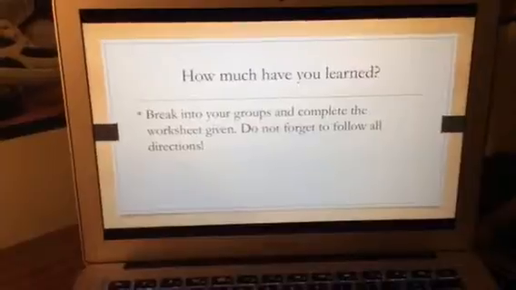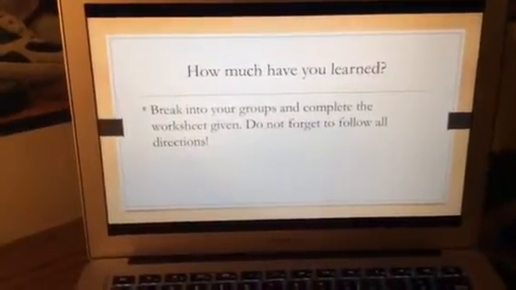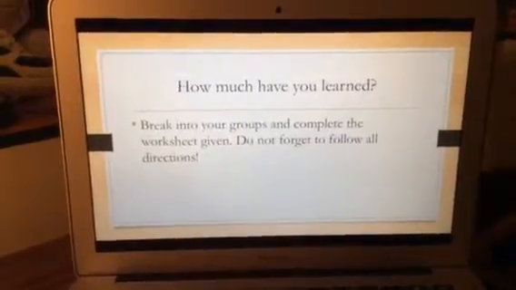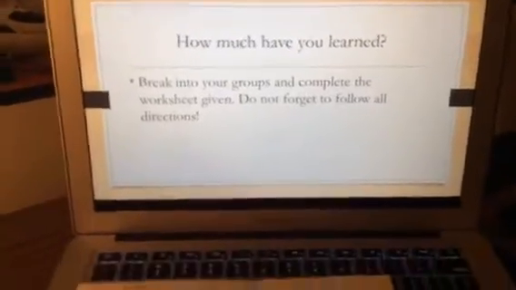After 20 or 25 minutes of group work, they will hand in the worksheet, and I will close the lesson by giving an exit ticket. The exit ticket looks like this. It has 2 responses. The first response is name one thing you have learned today. And the second question is asking a student to write a question about something that they did not understand today.